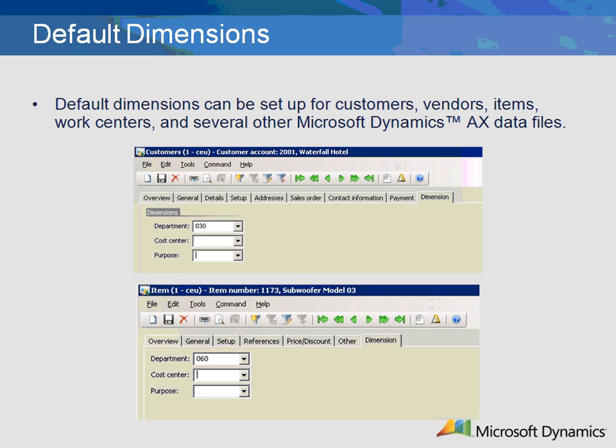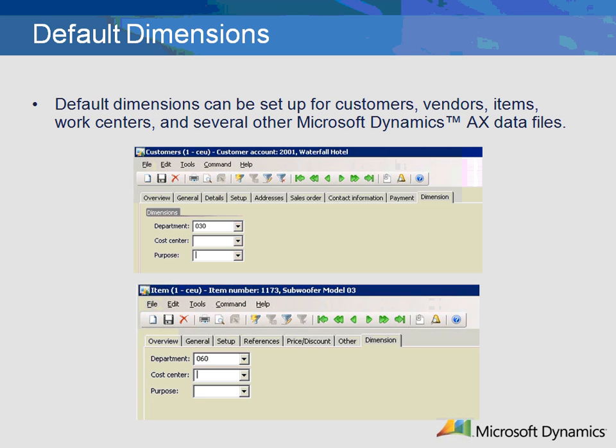In addition to setting default dimensions in the chart of accounts, default dimensions can be set up for customers, vendors, items, work centers, and several other Microsoft Dynamics AX data files. In this example, customer number 2001 has a default dimension for department. When a sales order is entered, these values will default into the order.